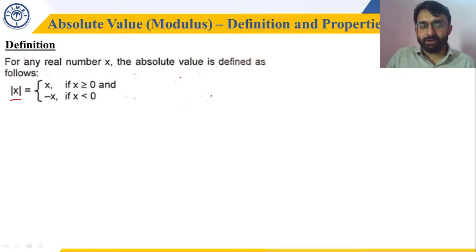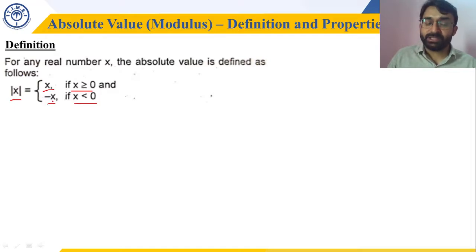According to the definition, mod x is equal to x when x is greater than or equal to 0. And it is minus x when x is less than 0. That is, x is already negative, and minus of minus x will be positive. But what I need to understand is that this is minus x when x is negative. So by definition, mod x is equal to x when x is greater than or equal to 0, and minus of x when x is negative.